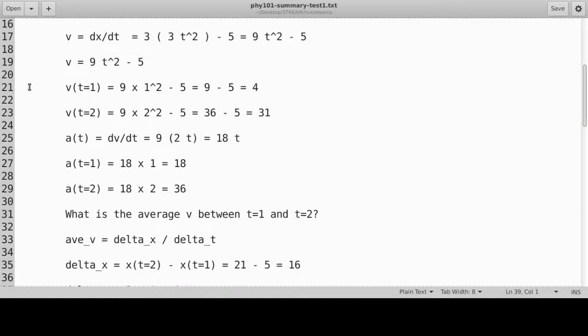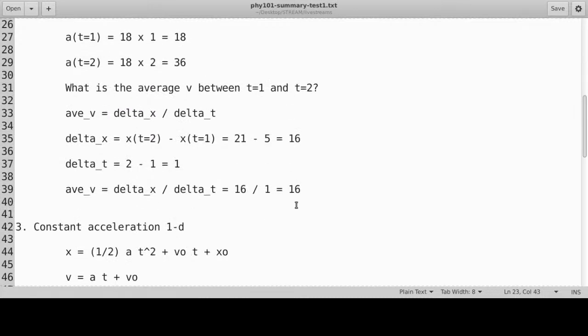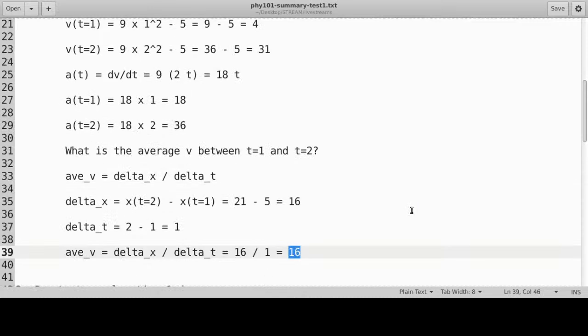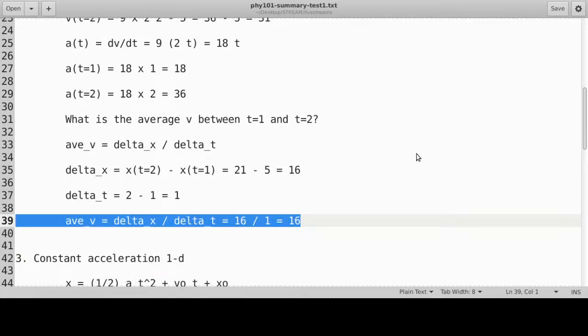If you take a look at the actual velocity, I should have called it instantaneous. The instantaneous velocity was 4 meters per second at t equals 1 and 31. And you could see there that the average is somewhere in the middle. It's not exactly the average of the two added together, but it's somewhere in the middle. All right, so there you go. Are there any problems with that one?